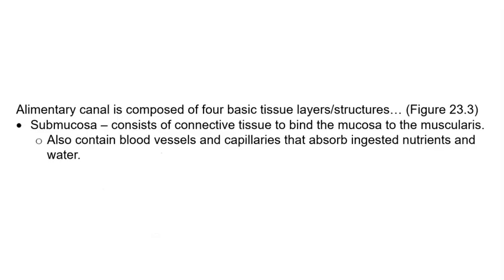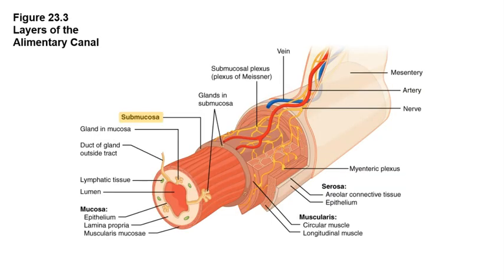The submucosa consists of connective tissue that functions to bind the mucosa to the muscularis layer. The submucosa contains blood vessels and capillaries that absorb ingested nutrients and water into the bloodstream in order to carry it away from the alimentary canal. Returning to figure 23.3, we find the submucosa in between the mucosa and the muscularis layers.